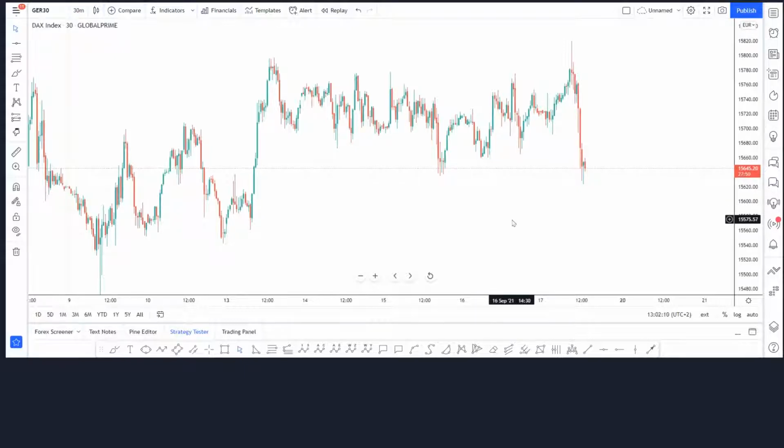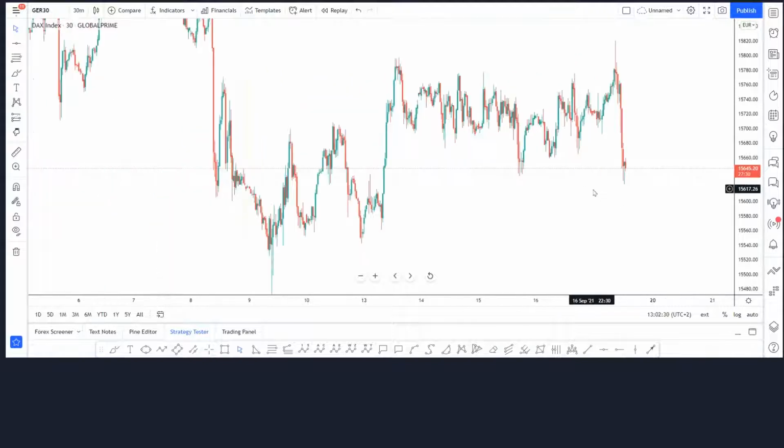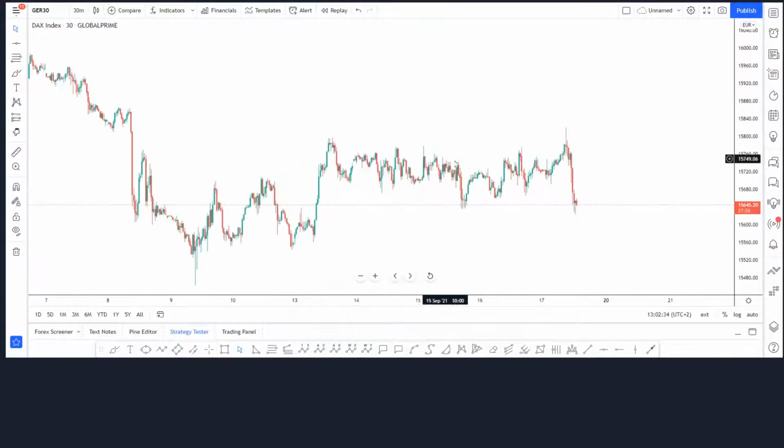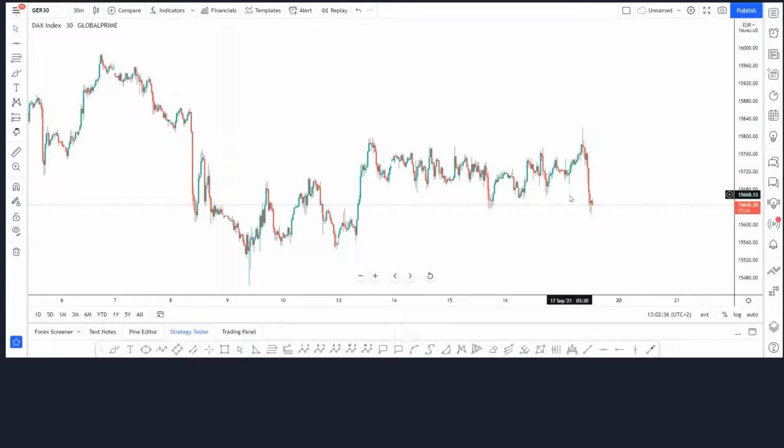So we discussed the possible and potential fall in the market, okay? And we can see this happening. So I would prefer to stay away from the DAX, but we are still bearish in the DAX. You can see it start falling right here.